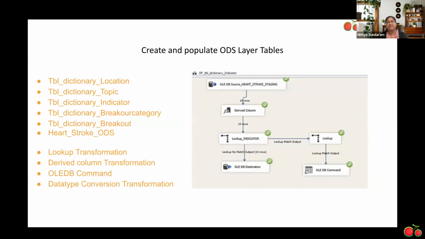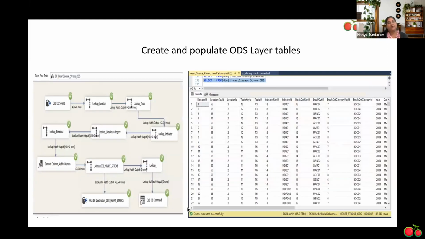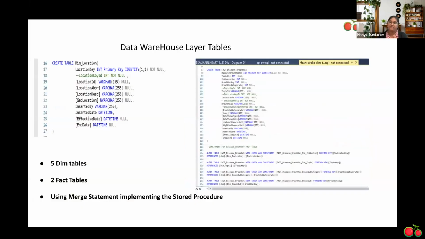Next, the ODS layer, it's a middle layer. It's nothing but the operational data store. It has 5 dictionary tables and 1 ODS table, that is heartstroke ODS. You can visualize here through this diagram, using the lookup transformation, derived column transformations, and data conversion. I'm using some lookup transformations, derived column transformations, and OLE DB command here to load the data and update the data in the ODS layer. Finally, after the transformation, the ODS layer executed successfully and the data is loaded successfully in the ODS database.